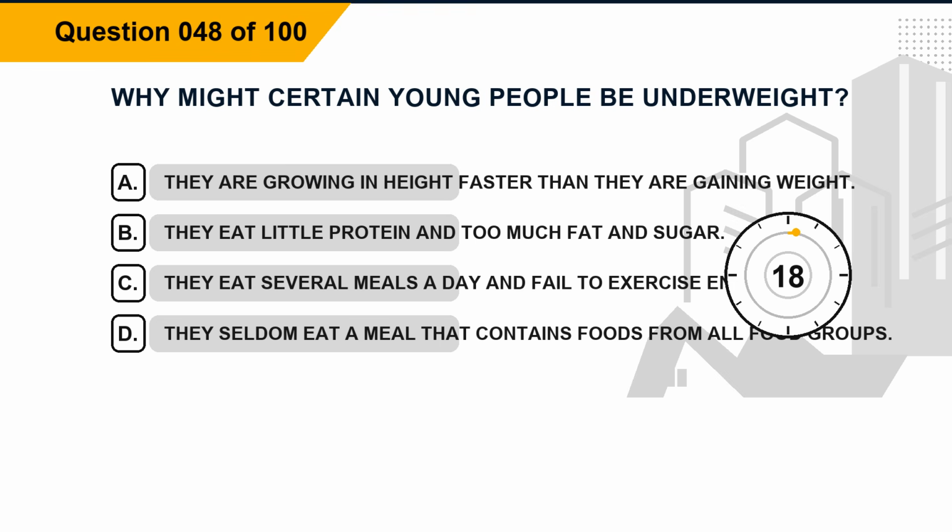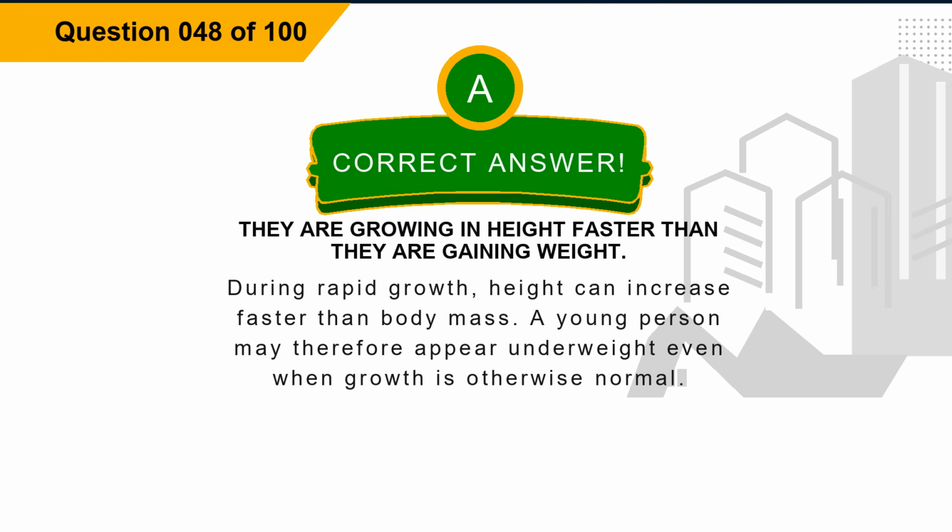Question 48. Why might certain young people be underweight? Option A, they are growing in height faster than they are gaining weight. Option B, they eat little protein and too much fat and sugar. Option C, they eat several meals a day and fail to exercise enough. Option D, they seldom eat a meal that contains foods from all food groups. The correct answer is option A, they are growing in height faster than they are gaining weight. Explanation. During rapid growth, height can increase faster than body mass. A young person may therefore appear underweight even when growth is otherwise normal.